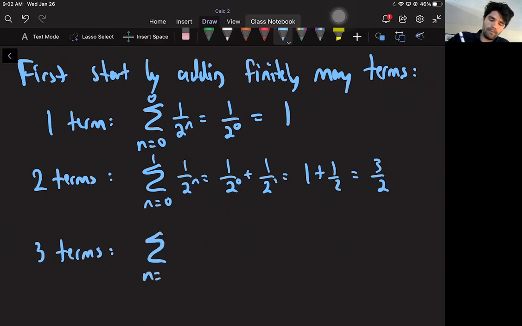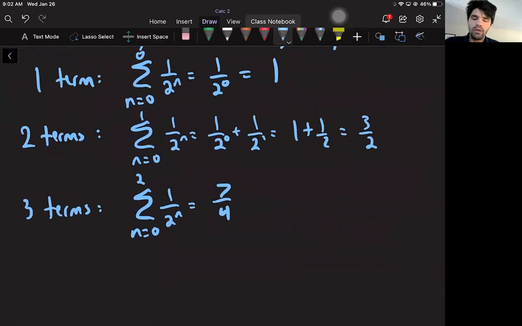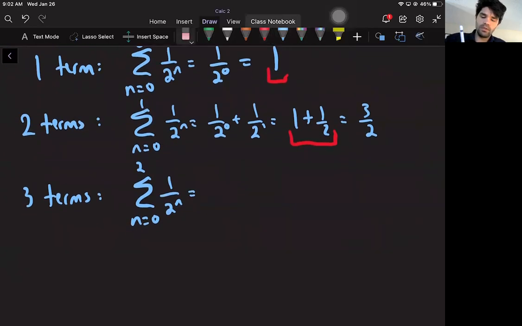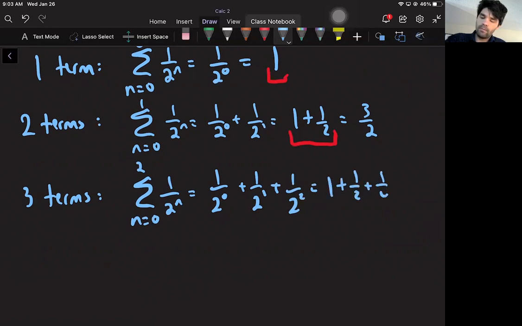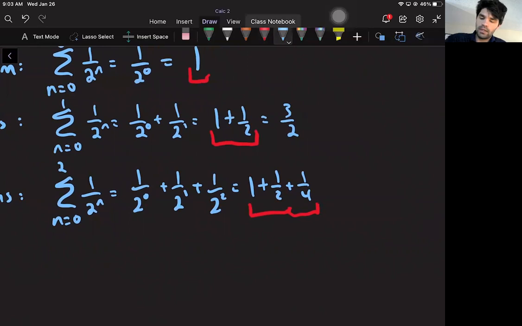And I'm going to sort of skip ahead. So this one is going to turn out to be 7/4 once you get a common denominator, but it's really, sorry, it's 1 plus a half plus a fourth. So notice that each one contains the previous one. So maybe to establish the pattern, I'll write one more. But so it's going to be 1 over 2 to the 0 plus 1 over 2 to the 1 plus 2 squared is 1 plus a half plus a fourth. So notice that's within it. And then again, as I said, that adds up to 7/4.